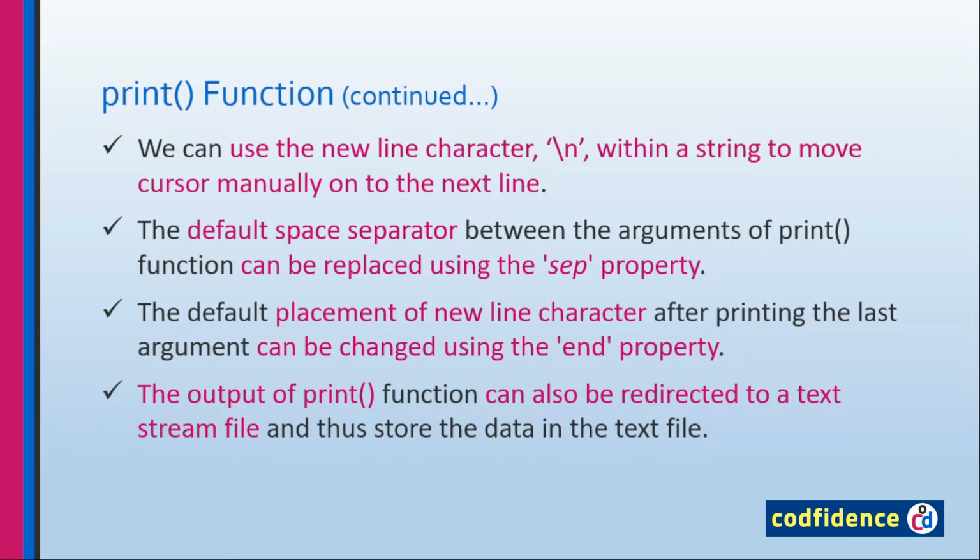The default space separator between the arguments of print function can be replaced using the sep property. The default placement of new line character after printing the last argument can be changed using the end property. The output of print function can also be redirected to a text stream file and thus store the data in the text file.